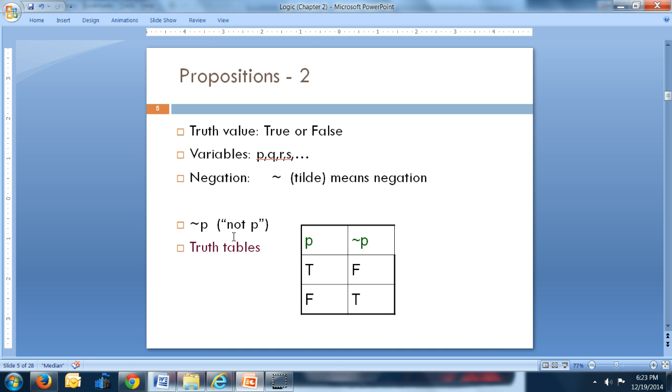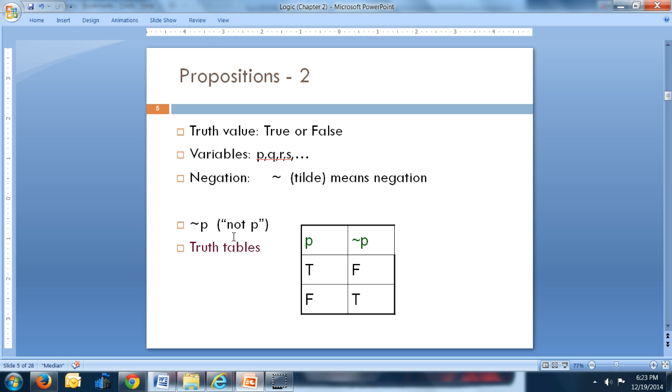Variables p, q, and r and s are referred to the different statements, the simple statements. And then we look into the negations, which we use the tilde, meaning not p, not q, not r, not s. So when we put tilde in front of the proposition p or q or r, then we negate that statement. The first table I introduce in here is the truth table for the negation.